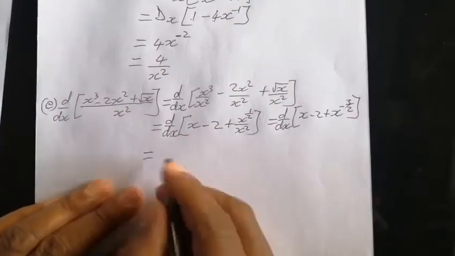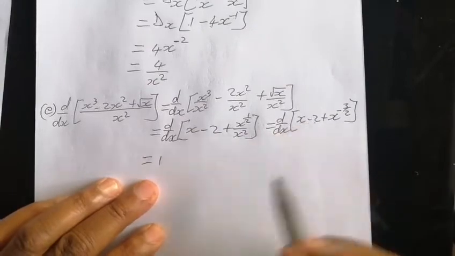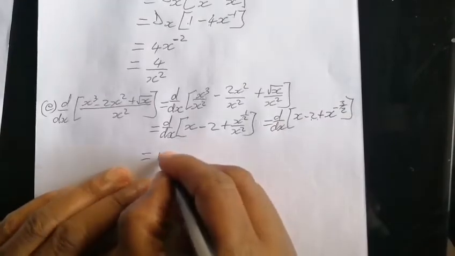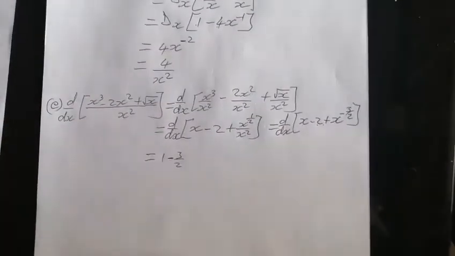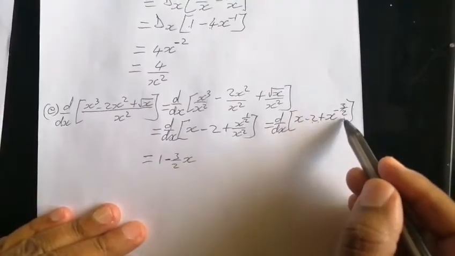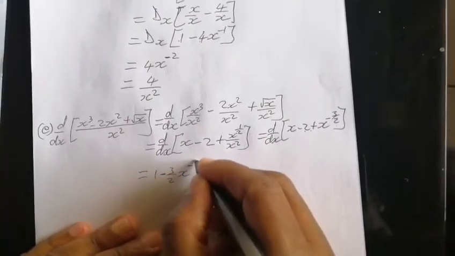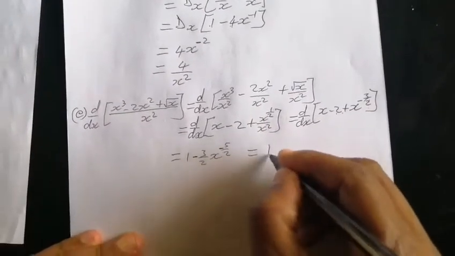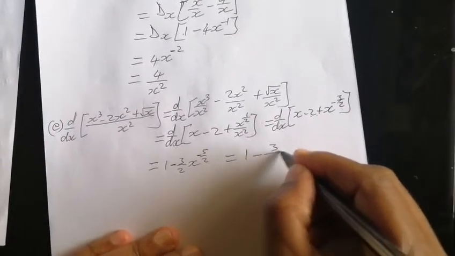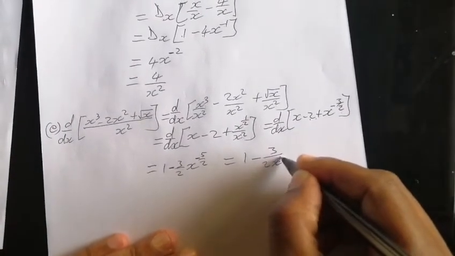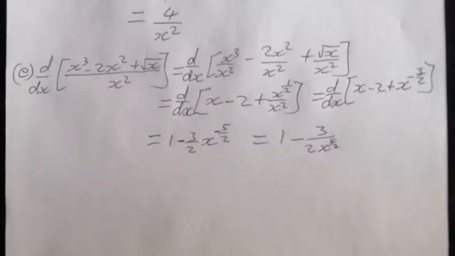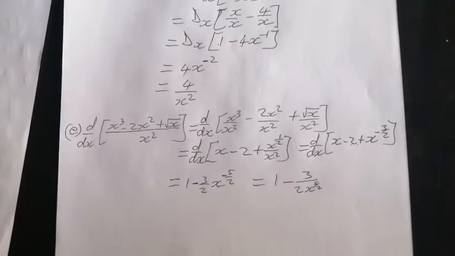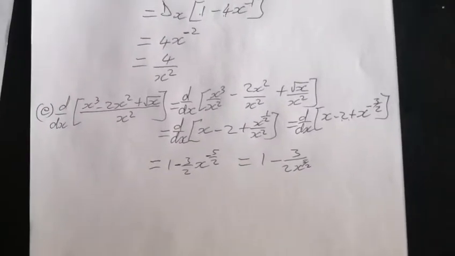To differentiate x, we get 1. Differentiate minus 2, we get 0. Then this comes down. It is going to be minus 3 over 2. Then x to the power minus 3 over 2 minus 1, that's minus 5 over 2. Which then becomes 1 minus 3 over 2 x to the power 5 over 2. We have just taken it down. Remember, when you take the x down, the base down, the power becomes positive. That's exactly what has happened.